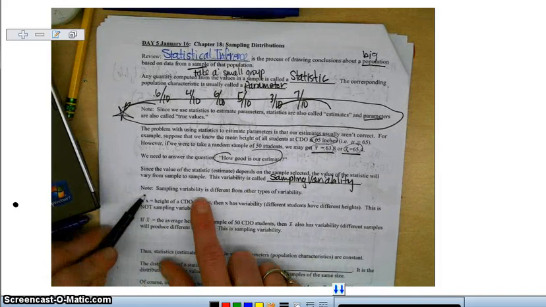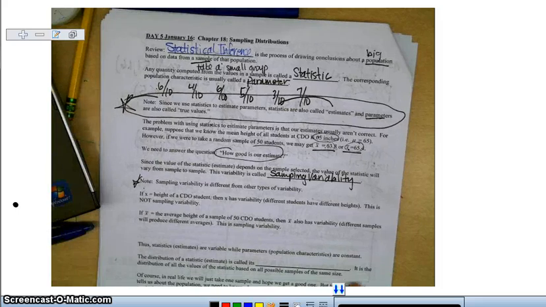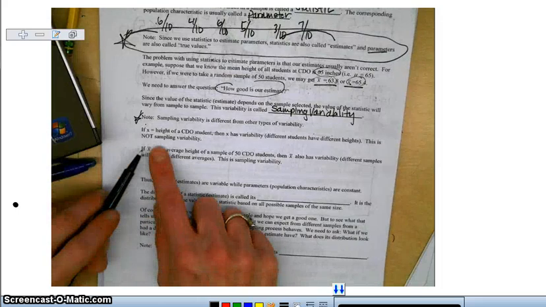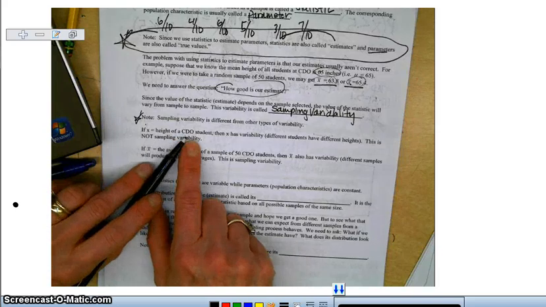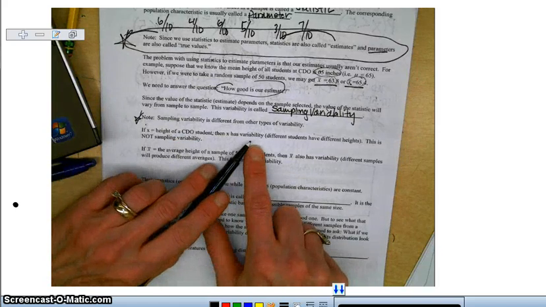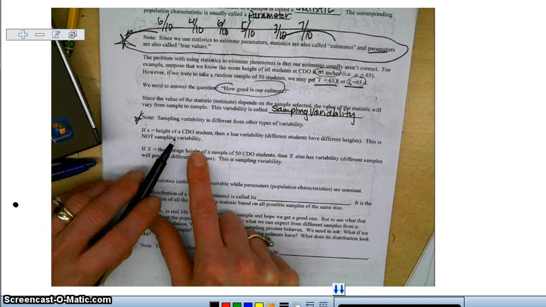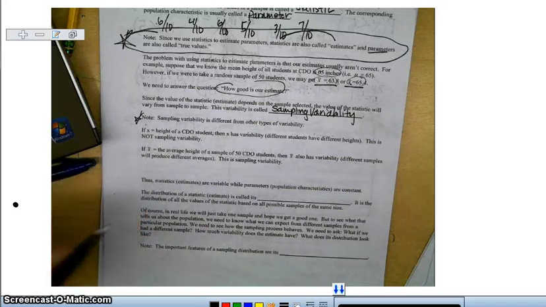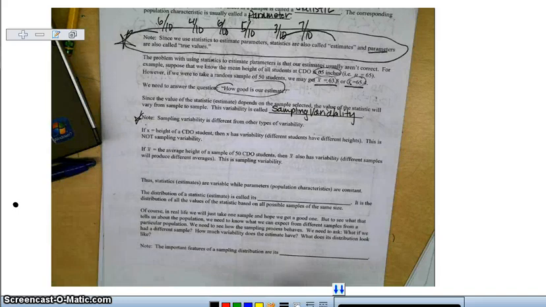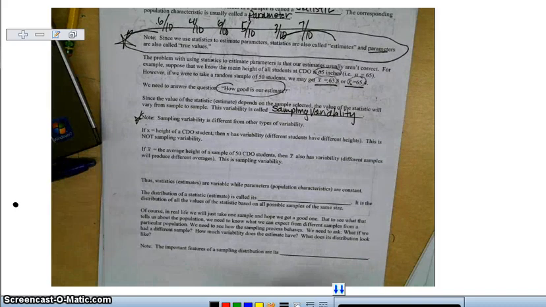So sampling variability is different from other types of variability. If X equals the height of an East High student, then X has variability. Different students have different heights. This is not sampling variability. I'm trying to explain the difference between regular variability and sampling variability. If I just look at each of you individually in here, aren't you all different heights? Could possibly some of you be the same height? Yeah, you could be. But your heights vary. Your individual heights vary. That's not sampling variability.